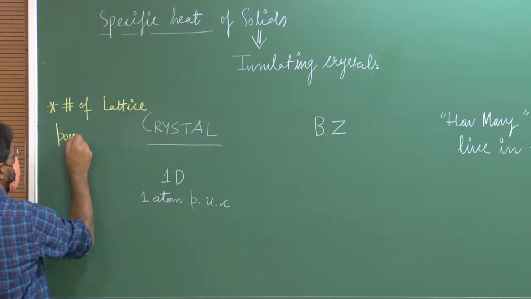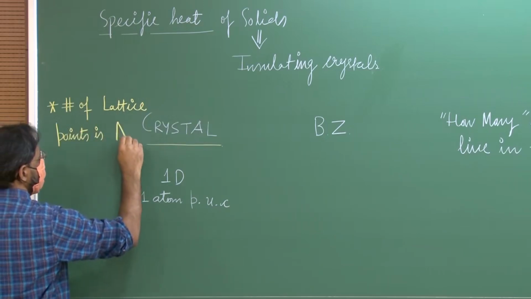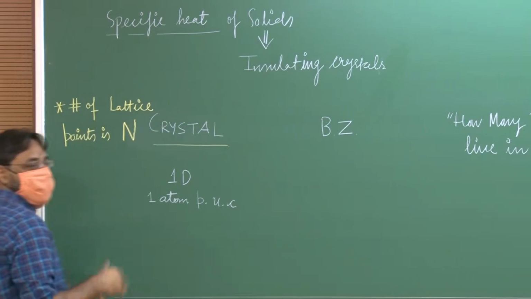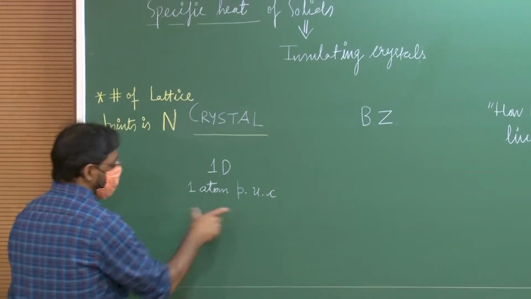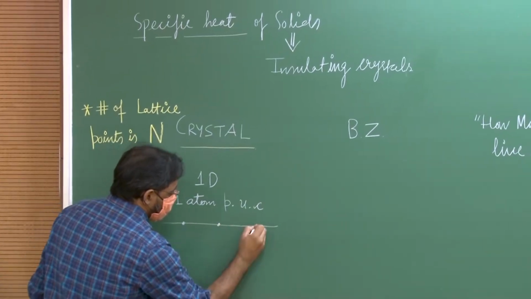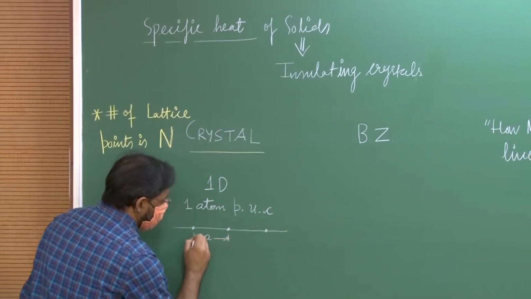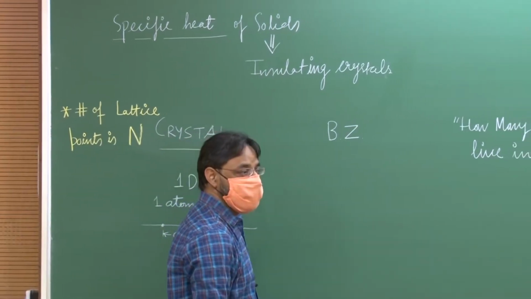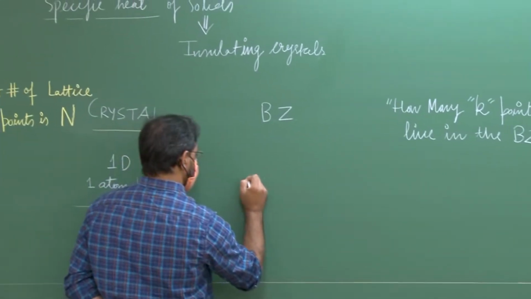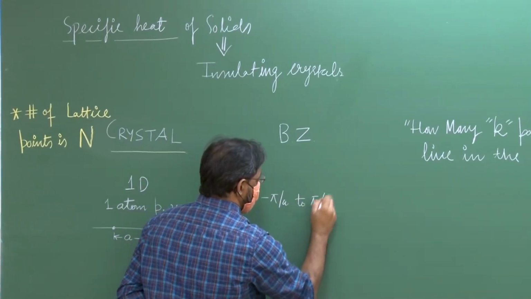Lattice points is capital N in each case. So, here you have N, and the spacing between the lattice points is A. Here also the spacing between the lattice points is A. So, here is your 1D Bravais lattice, and the lattice points are spaced at a distance A with respect to each other. So, what is the Brillouin zone? The Brillouin zone extends from where to where? Minus pi by A to plus pi by A. So, that is the size of the Brillouin zone.